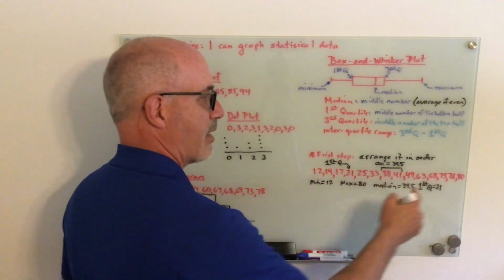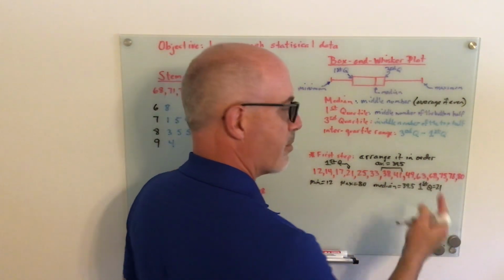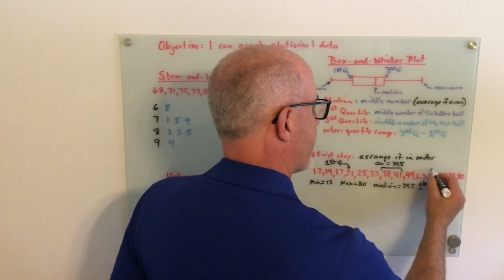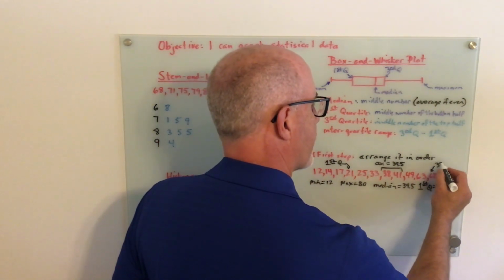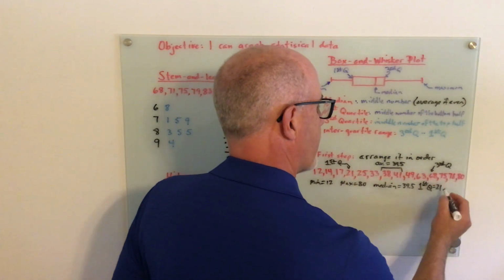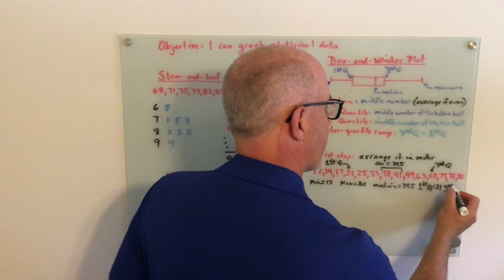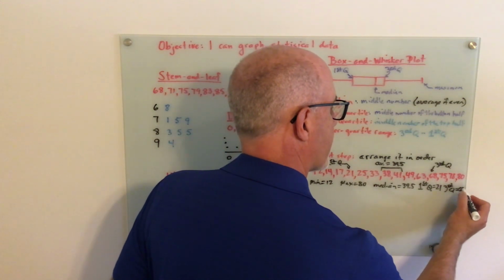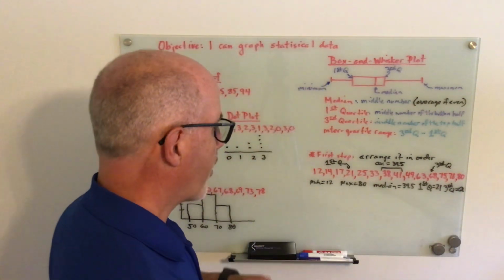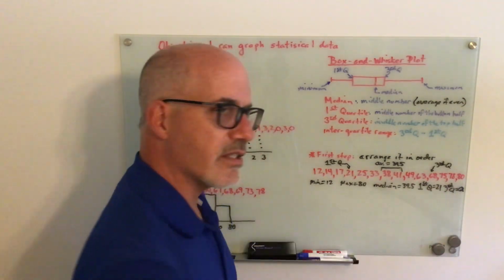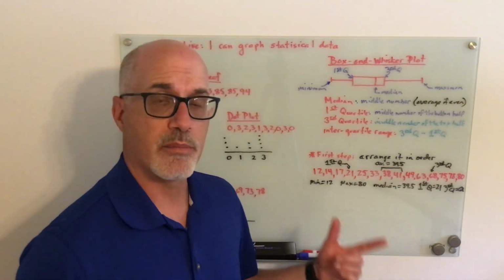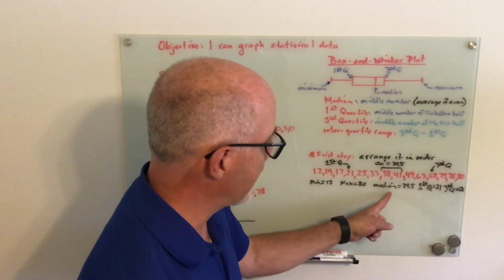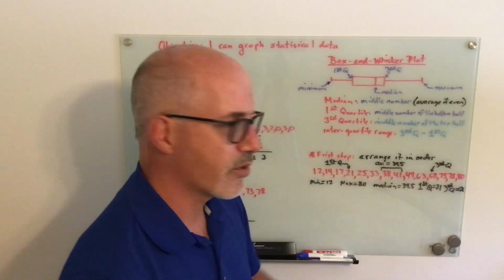And now we do the same thing up here. There's 7 numbers up here, so the middle number is the 4th. I'll count from the top, 1, 2, 3, 4. This is my third Q, third quartile. So third Q equals 68. Now notice there are 5 numbers here. Sometimes that's called the 5-number summary of this data set. The minimum, the maximum, the median, the first quartile, and the third quartile.